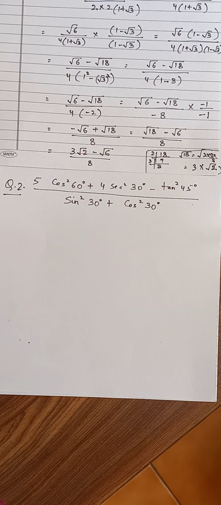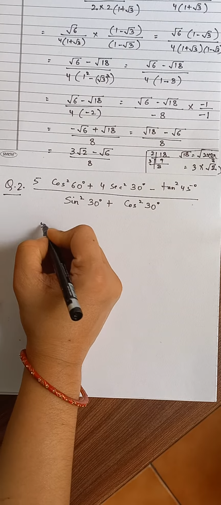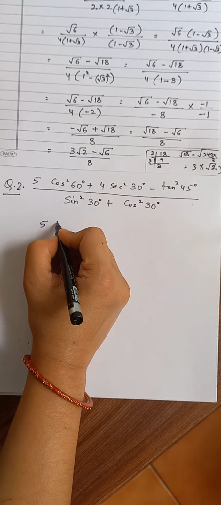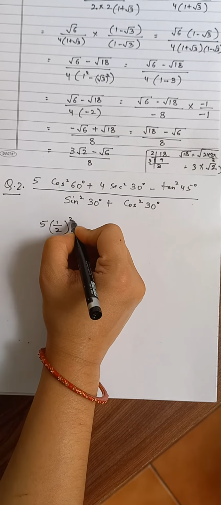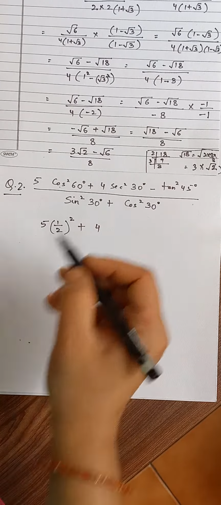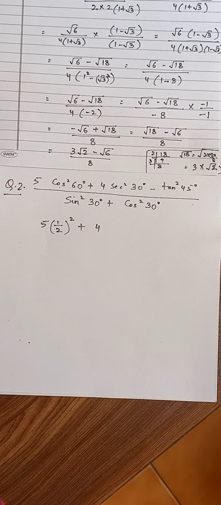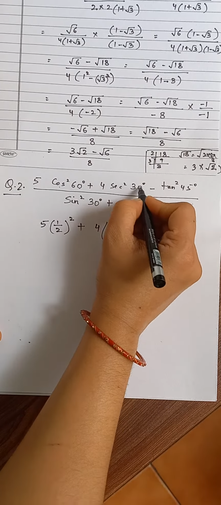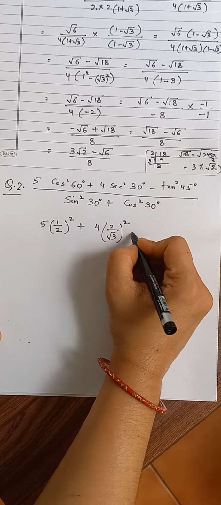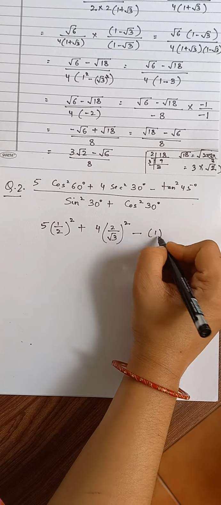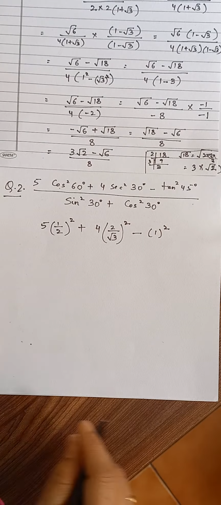Cos 60 degree, we all know that is 1 by 2, so 5 is there. Then cos 60 is 1 by 2, because it is a square, so we have to write down 1 by 2 whole square. Then 4. Now this 4 comes here. Now sec 30 degree. So sec 30 degree is 2 by root 3, and again because it is sec square 30 degree, so square will come in the value also. Tan square 45 degree, so tan 45 value is 1, so 1 square. I hope you are getting my point.